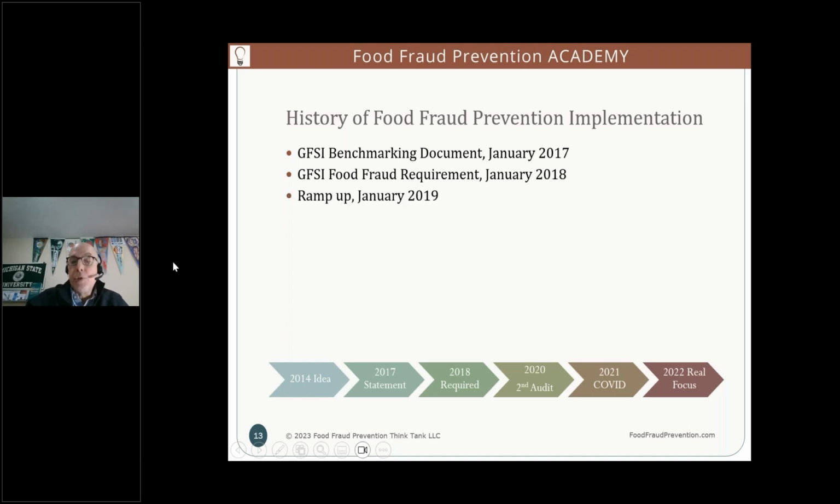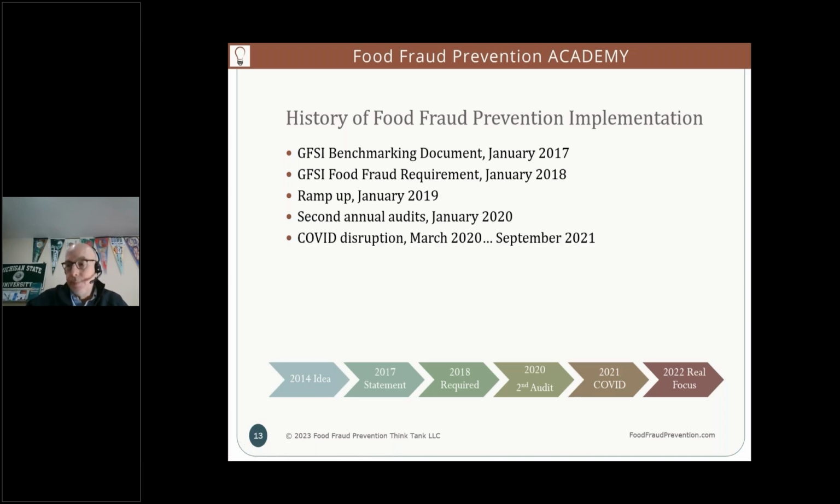Really a ramp up in 2019. Second annual audits we were getting ready for in 2020. What happened then? COVID. So all of a sudden, people were doing process improvement, and then they got overwhelmed and didn't do much for a while. Usually it's about 2 years for a new idea to really get going, because you do it once, and the second time is when you start to go to detail. And then we jumped ahead to September 2021, kind of out of COVID maybe, back to business in January 2022.